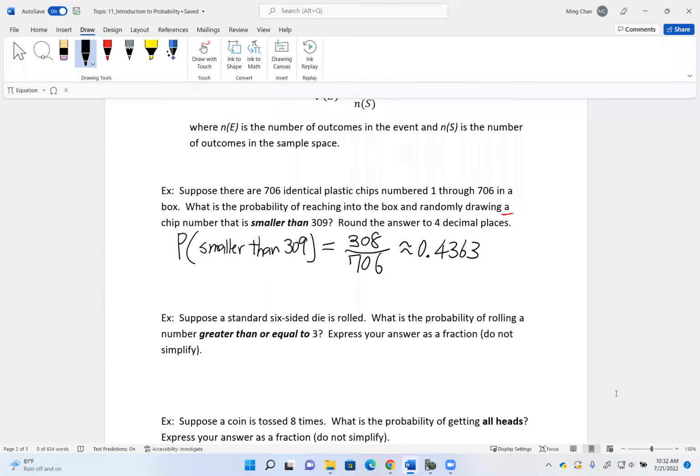Okay, we're not saying there are 308 chips in there. Don't think of it like that. Think of it as there are 308 ways to pick a chip that is smaller than 309, out of 706 possible outcomes.